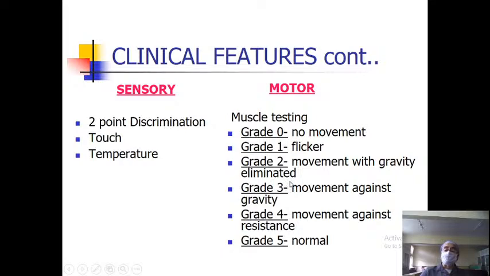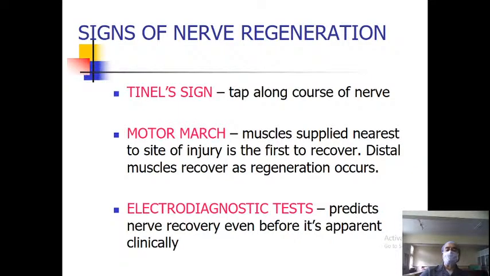So when it moves against gravity, it is grade 3, and moves against resistance. When you are offering resistance, even then the muscle is working, then grade 4. Grade 5 is normal, the normal strength muscle. So these are the muscle grades, when you test muscle motor power, from grade 0 to grade 5.